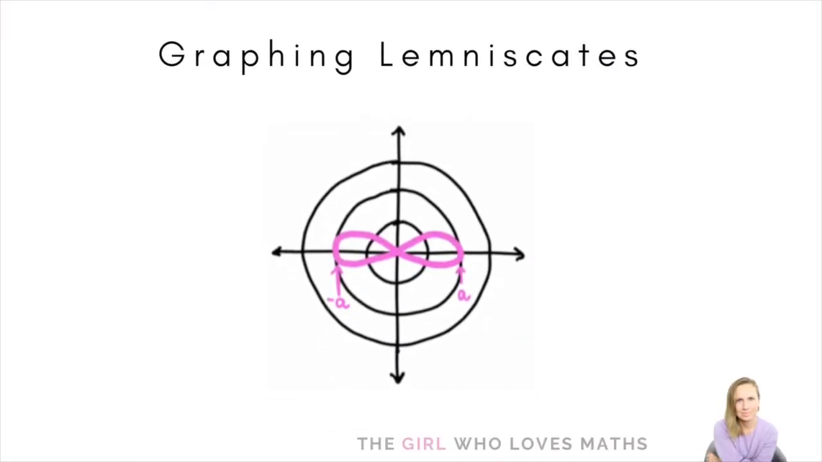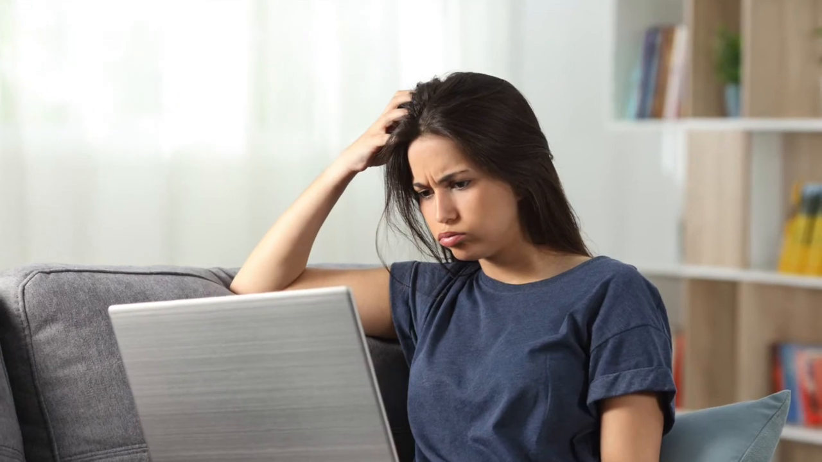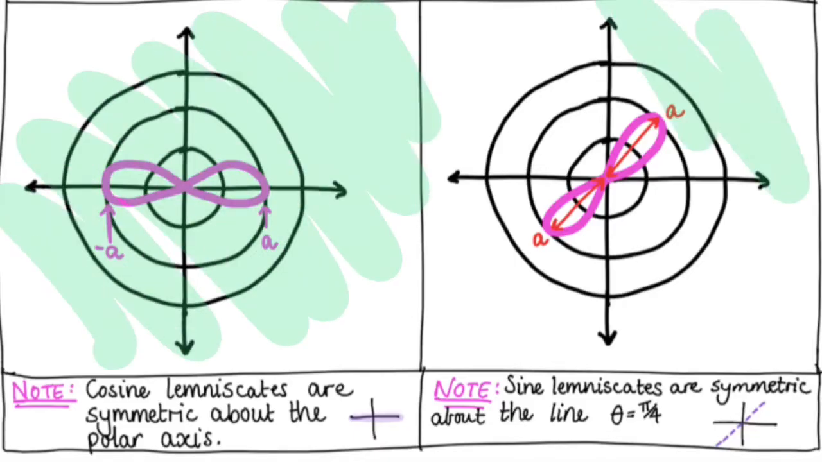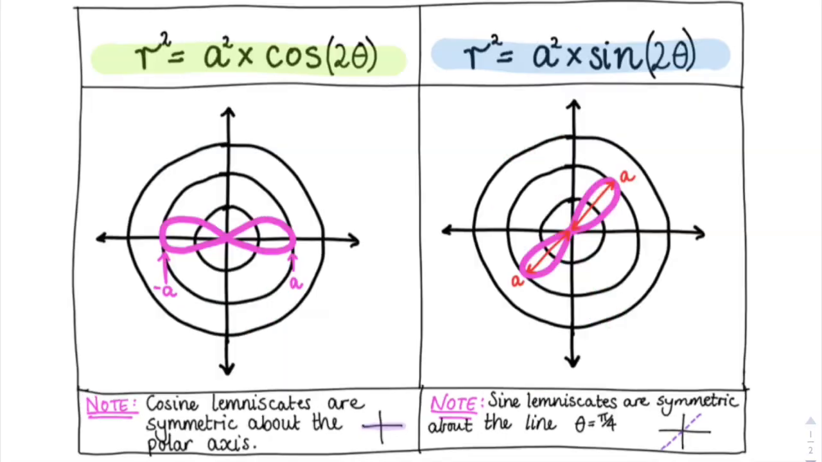In this lesson, I'm going to teach you how to graph lemniscates. You're probably asking yourself, what on earth is a lemniscate? These are lemniscates. The general equations for these graphs come in these forms.